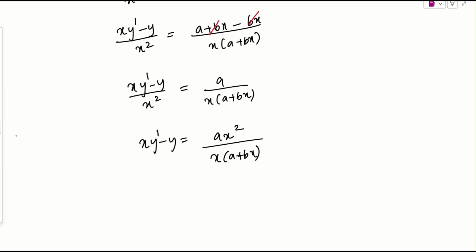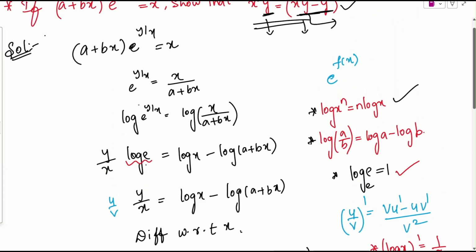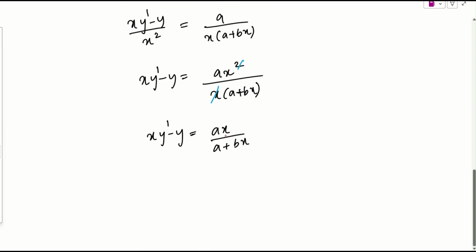Now what should we do? If you see, I can cancel x from the numerator and denominator, right? So x y dash minus y is nothing but what? This is in the form of ax by a plus bx. Is it okay? Somewhere we have seen, yes, this one. Let me show you this one. x by a plus bx is nothing but e power y by x. Only this term. I'll be applying the same thing here.